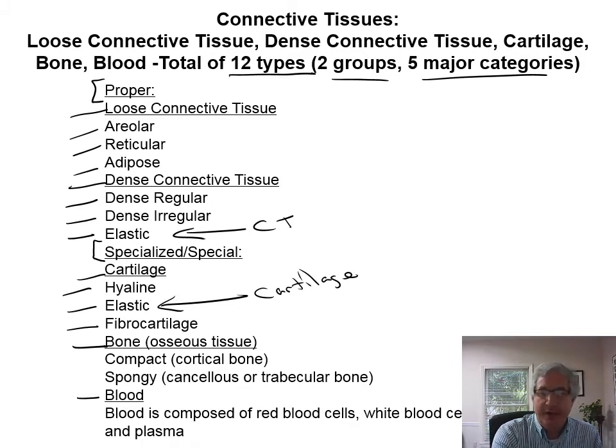Then you also have bone. You have compact bone and spongy bone. Then you have blood, and blood is composed of red blood cells, white blood cells, platelets, and plasma. So the book also divides these into proper and specialized, but we'll talk about that in a second. Okay, so that's the 12 different types in the 5 major categories: loose connective tissue, dense connective tissue, cartilage, bone, and blood. So 5. Next slide.